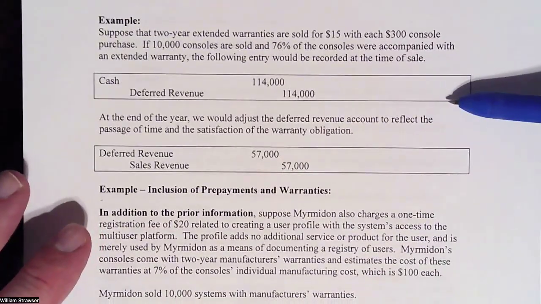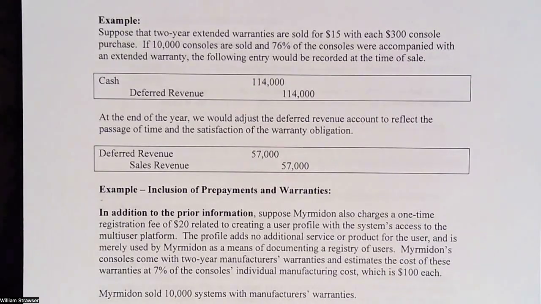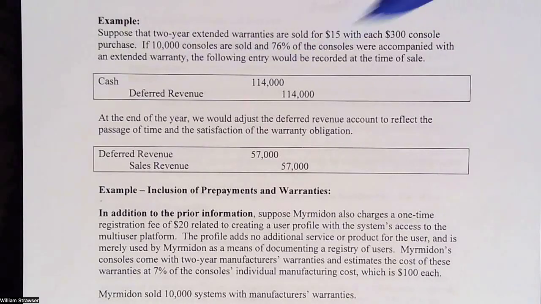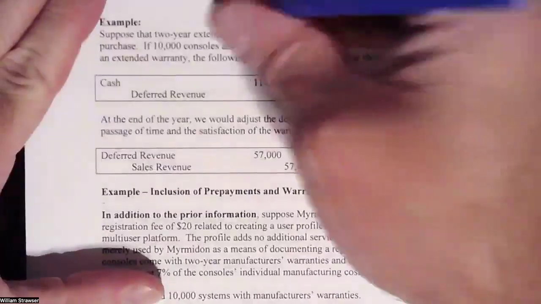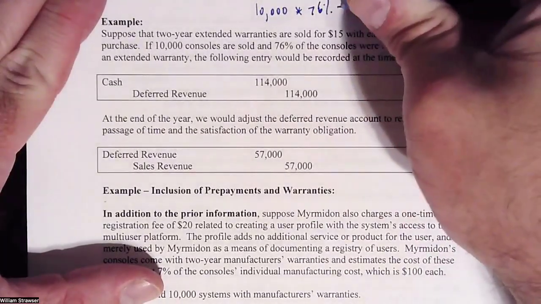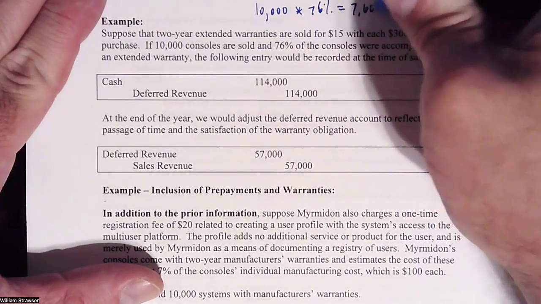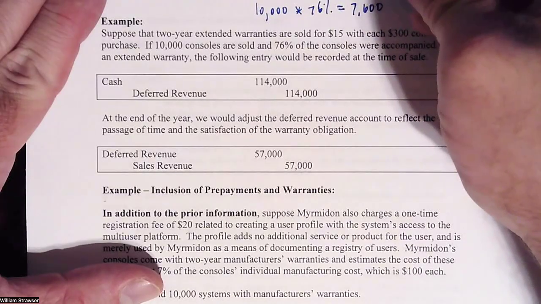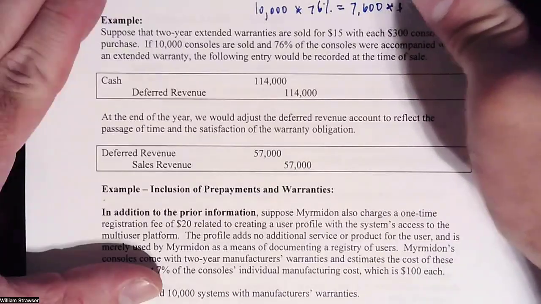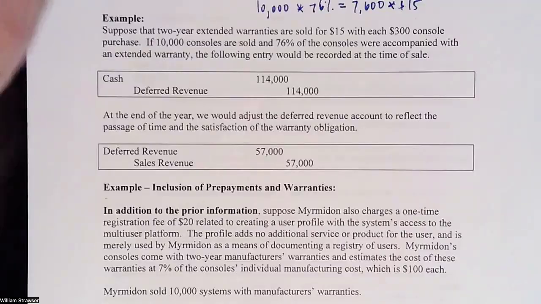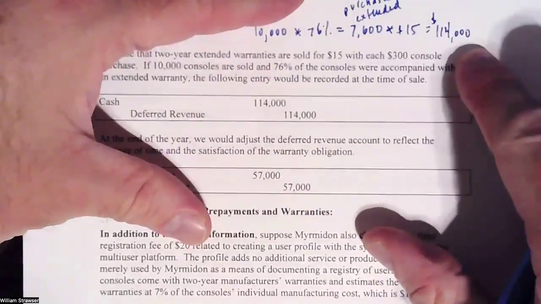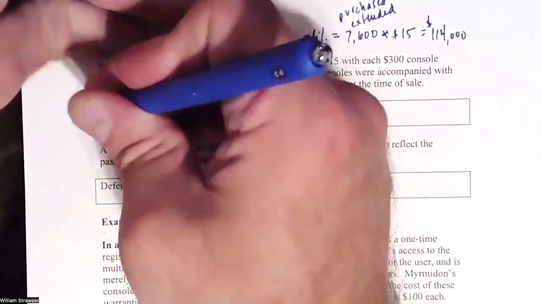Suppose we had that 2-year extended warranty that was sold with each console, and it's sold for $15. If 10,000 consoles are sold and 76% of the consoles were accompanied with an extended warranty, how are we going to record that? Well, 10,000 units, and only 76% of people actually bought that warranty, then we have 7,600 people who purchased the extended warranty. And then we multiply that by $15. Then that gives me $114,000. That's how much I would get paid by the customers who purchased the extended warranties. So that's going to increase my cash.